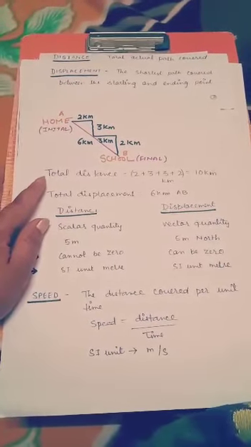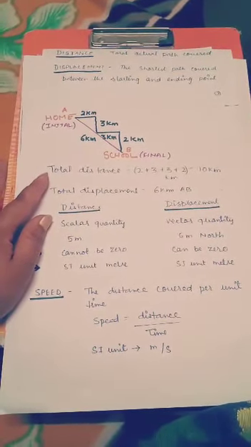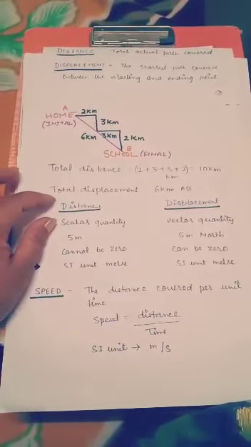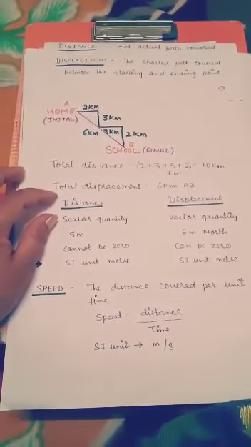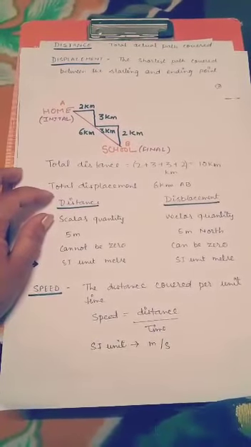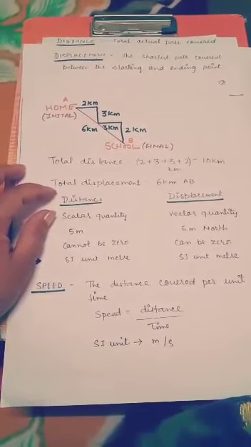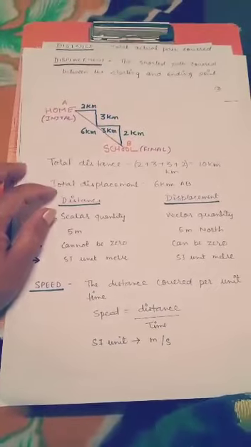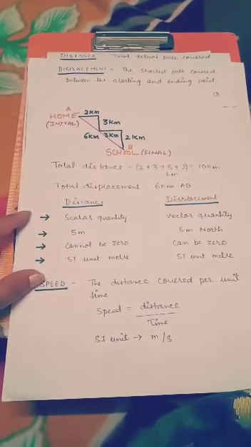Now, as distance is a scalar quantity, you need not give direction with it, but displacement is a vector quantity, so you have to give the direction also. Like 6 km A to B means you have moved from A to B. Now here we have the differences between these.